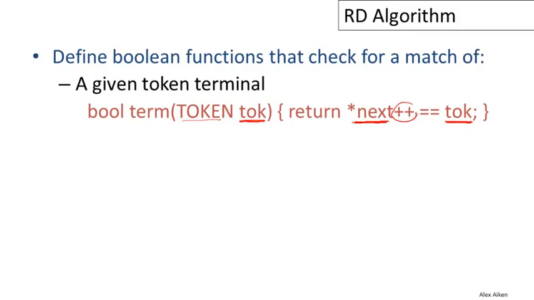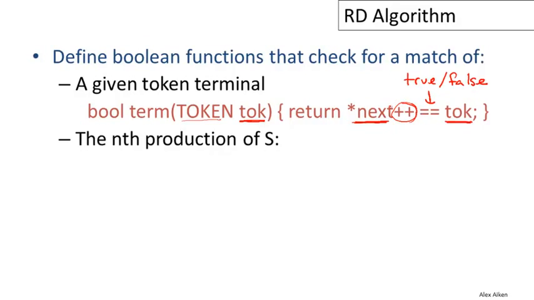And notice that as a side effect, we increment the next pointer. And what's returned then is a Boolean. This is either true or false. So yes, the token that we passed in matches the input, or no, it doesn't. And again, just to stress this, notice that the next pointer is incremented regardless of whether the match succeeded or failed.